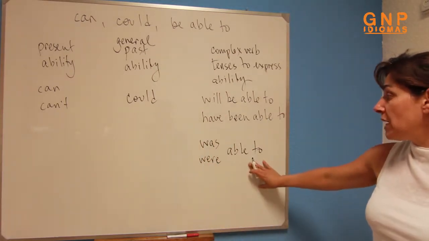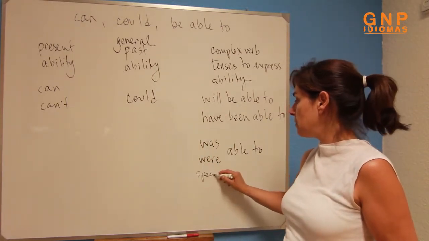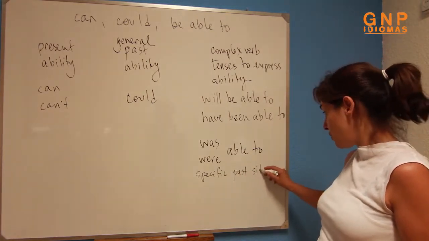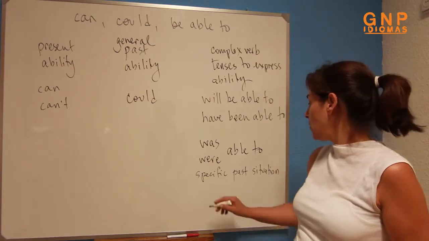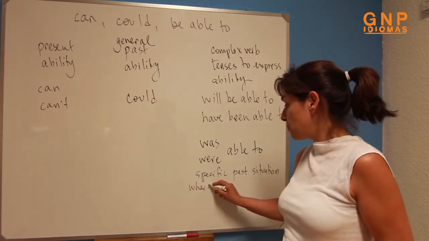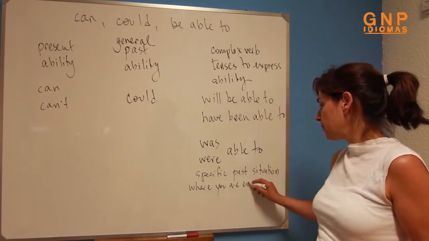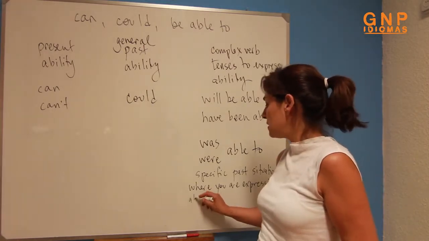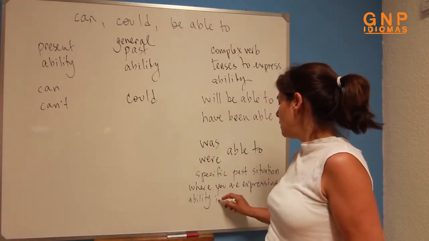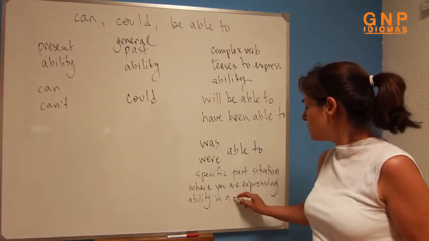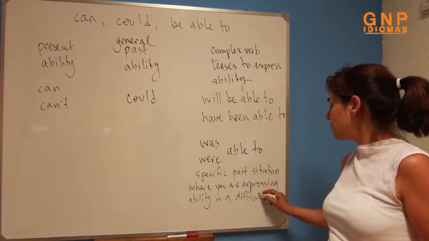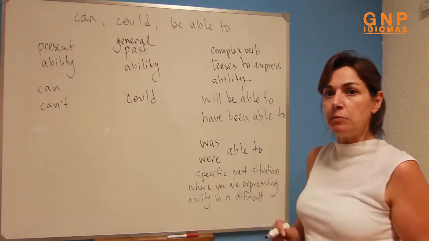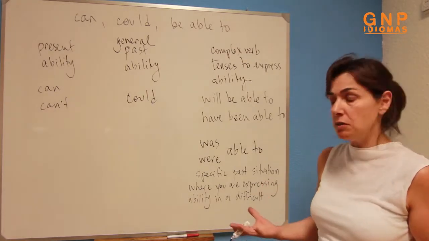Whereas was and were able to is a specific past situation. All right? Where you're expressing ability in a difficult situation, okay? What does that mean? In a difficult situation, imagine the firefighter was able to save the child from the burning building. That was difficult, and he managed to do that.